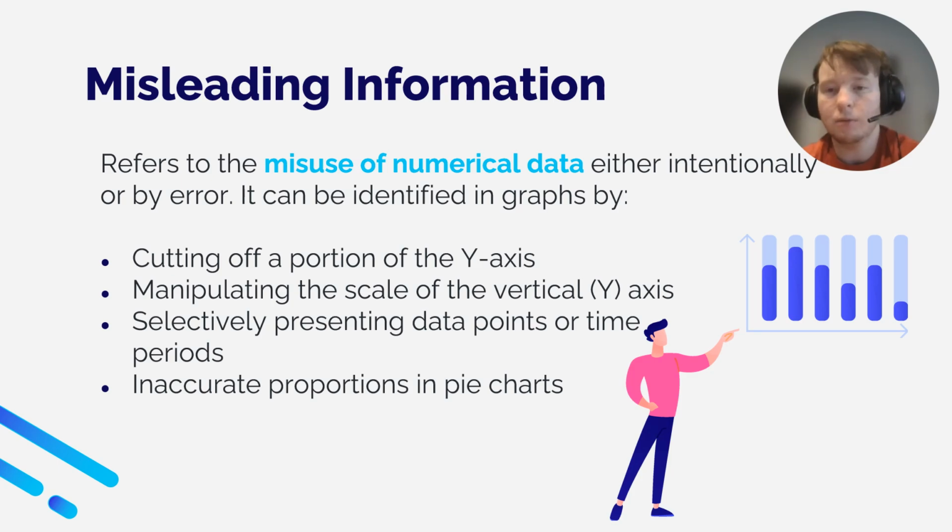Numerical data can be misused, either intentionally or by error. A lot of the time this comes up in so-called graph crimes, which is a Twitter account as well. But you can usually see the following mistakes in graphs. Sometimes a portion of the y-axis is cut off, right? There's a break in one of the axes. The scale of the vertical axis can also be manipulated to make differences look smaller than they really are or larger than they really are. We might selectively present only certain data points or time periods, and pie charts may have inaccurate proportions.